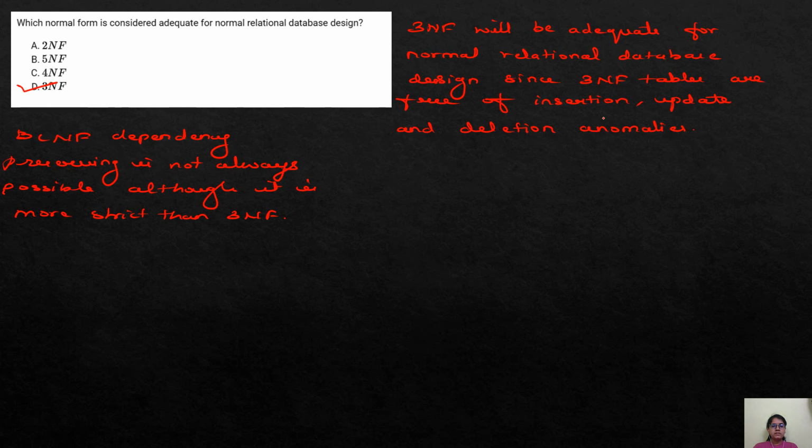Although BCNF also satisfies all these properties, the only thing is that dependency preserving is not always possible in BCNF. BCNF does have these properties, but dependency preserving is not always possible. That's why we have chosen 3NF over BCNF. This is the only reasoning. In short, because dependency preserving is not always possible and it is also strict, we have chosen 3NF over BCNF.